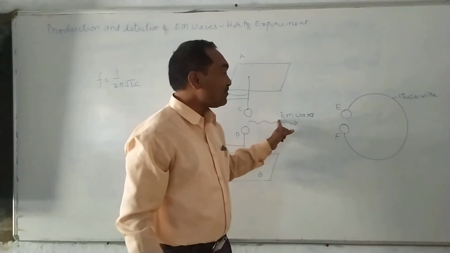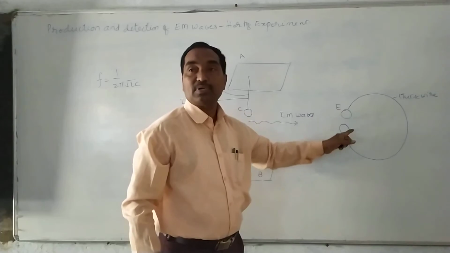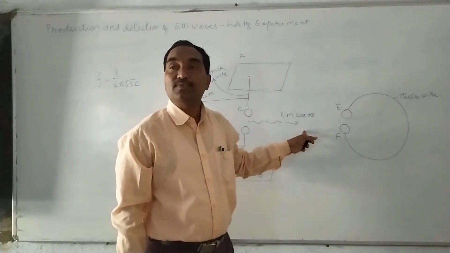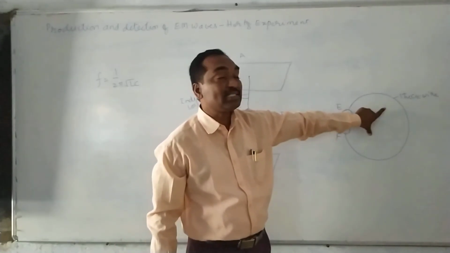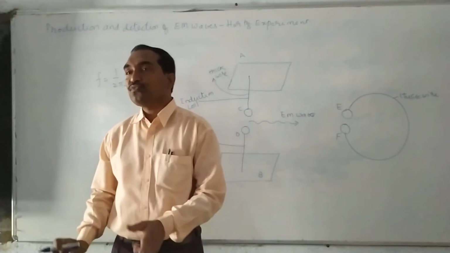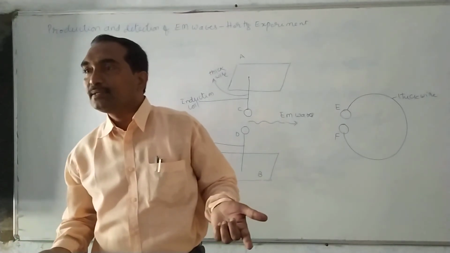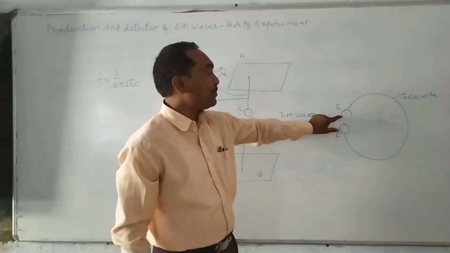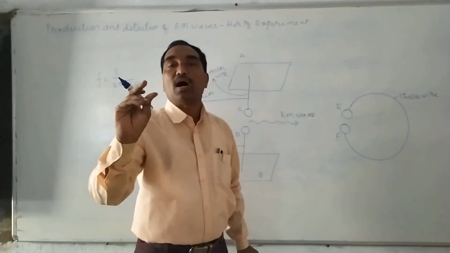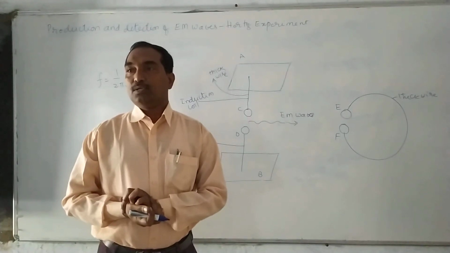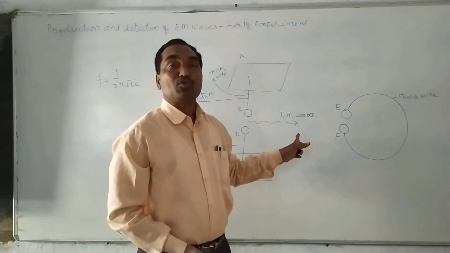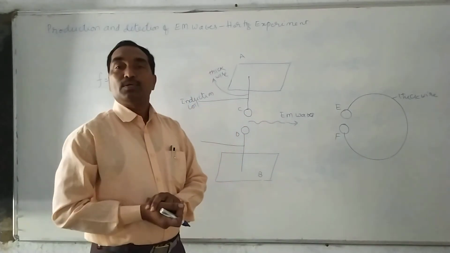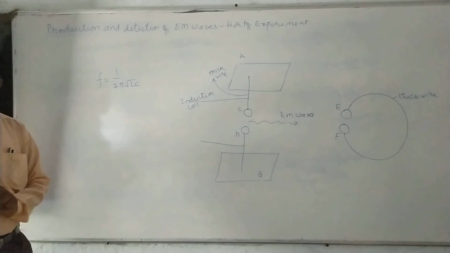When these electromagnetic waves pass into EF, the brass spheres, and the frequency of the electromagnetic waves is equal to the frequency of this LC circuit, then what happens? Resonance occurs. Due to resonance, it vibrates with maximum amplitude and a spark exists. Due to this, we can detect the electromagnetic waves passing through E and F. This is the method to detect the electromagnetic waves.